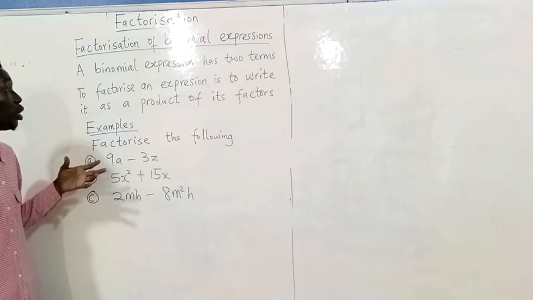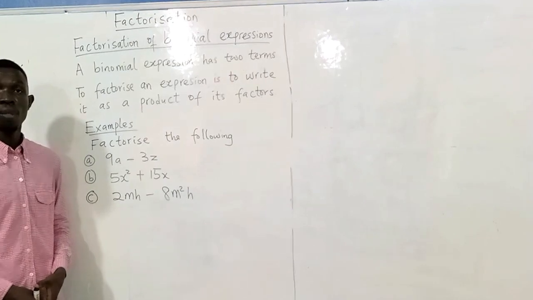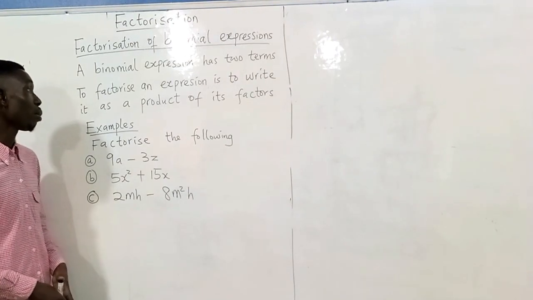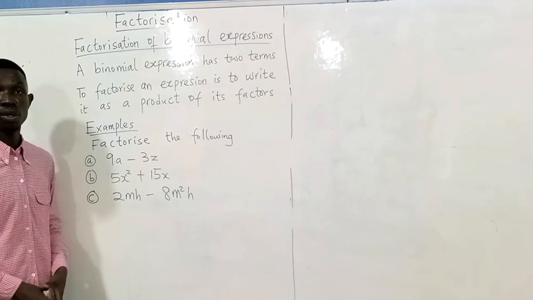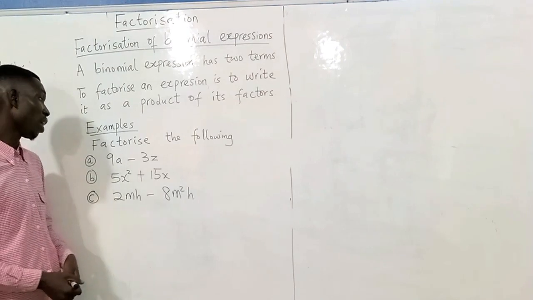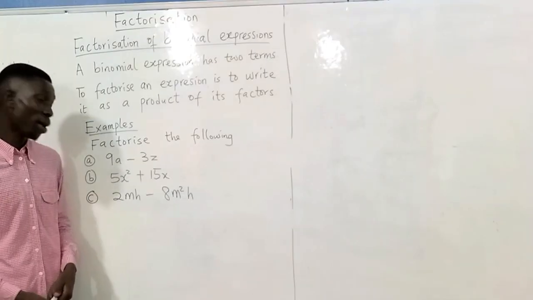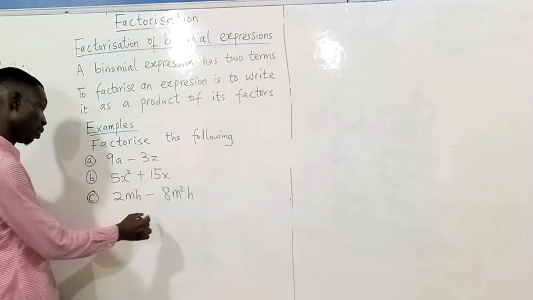To factorize means to write them as a product of their factors. So quickly, I'm going to do the examples we have here. I'm going to start with the first.